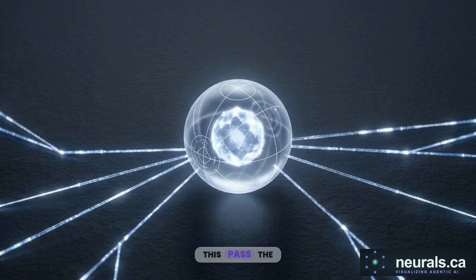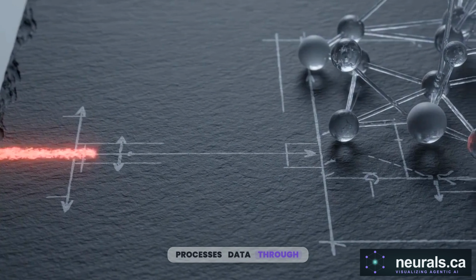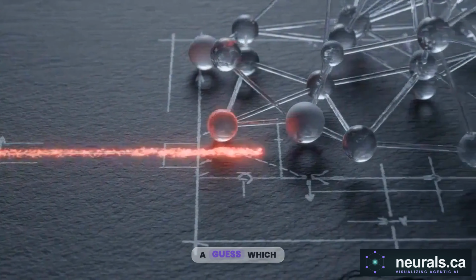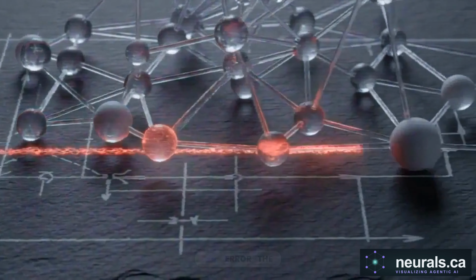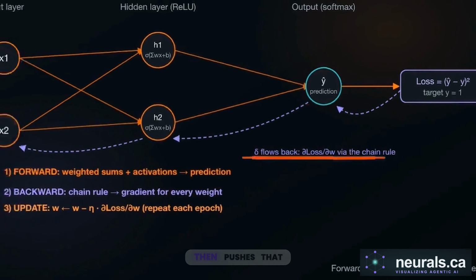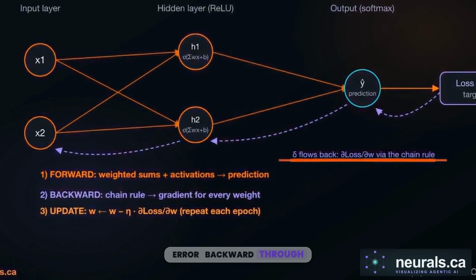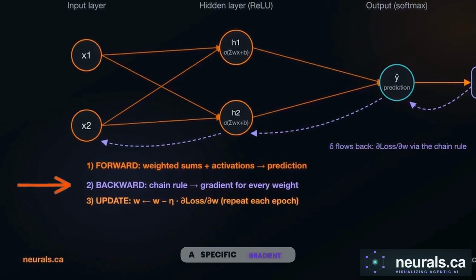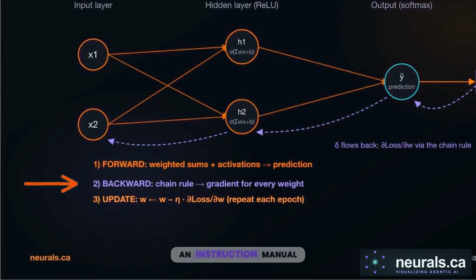During this pass, the network is blind to its own performance. It simply processes data through a series of filters to make a guess, which inevitably results in an error. The prediction is compared to reality to calculate the total loss. The algorithm then pushes that error backward through the exact same connections. Flowing in reverse, it produces a specific gradient for every connection, an instruction manual on how each weight must change.